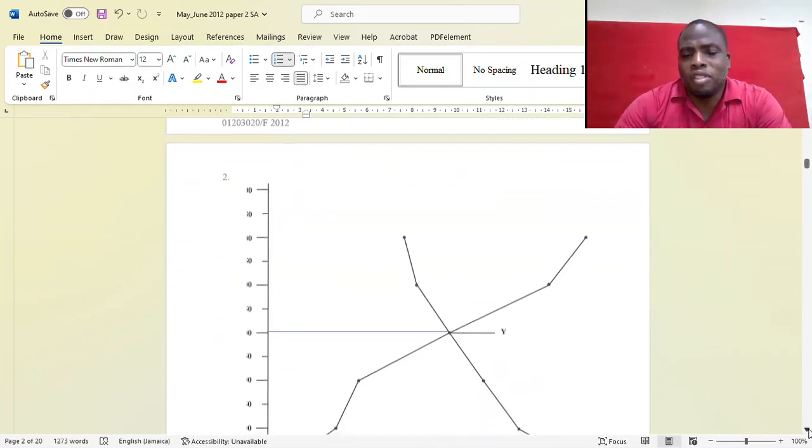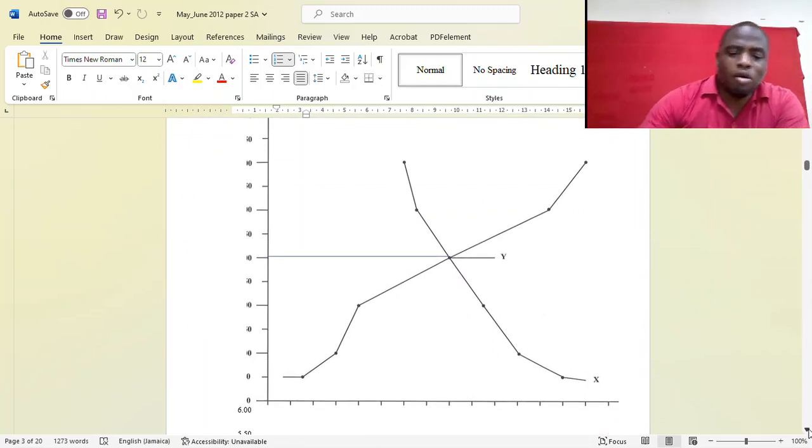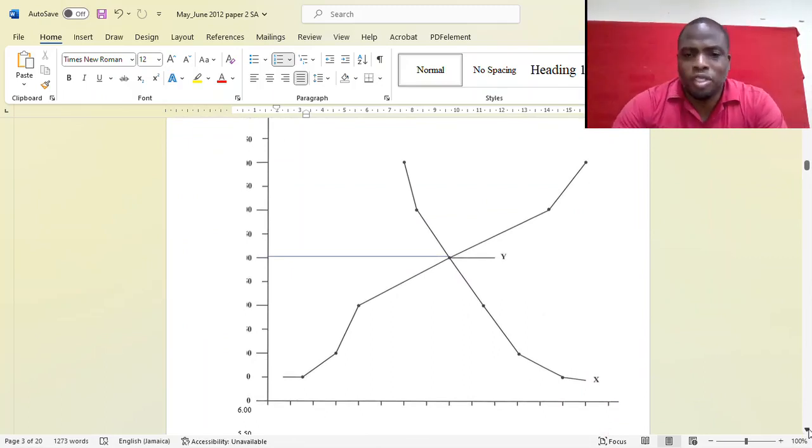But they gave us this graph. My apologies. When I converted this to a Word document, some of the information did not come over properly. But if you look closely, you are asked to identify, well, you haven't seen the question as yet, but if we talk about it, we see two curves. How do we know which is which?